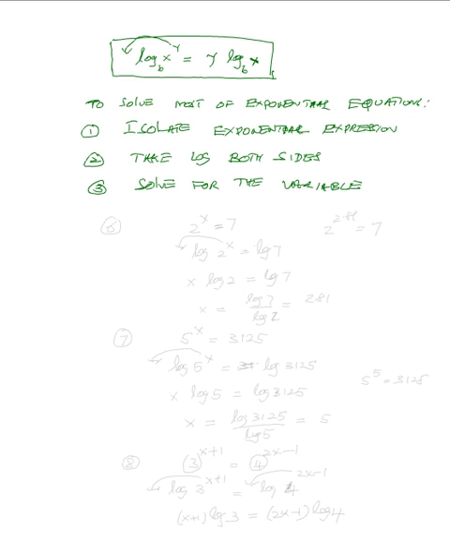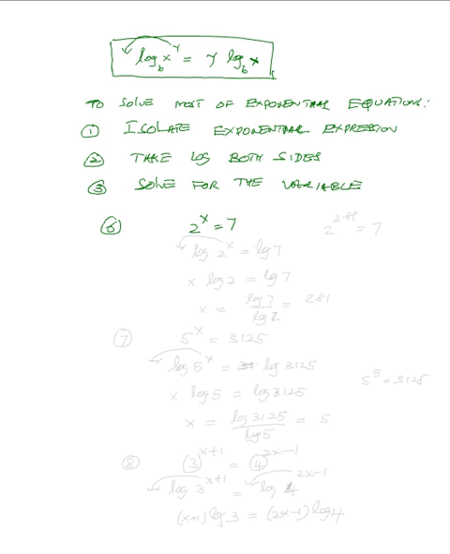To solve most of the exponential equations, we follow a three-step process. First of all, we isolate the exponential expression, take log both sides, and solve for the variable. So, to illustrate that idea, let me look at the next example. Let's look at example 6. It says 2 to the power x is 7.